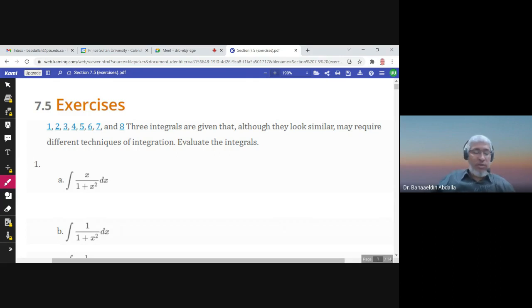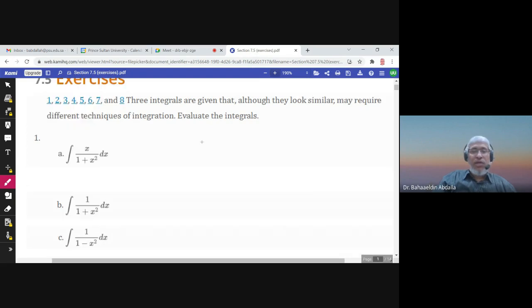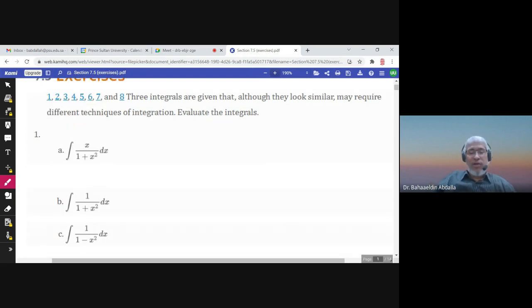These are some exercises about section 7.5, strategies of integration. Three integrals are given. Although they look similar, they may require different techniques of integration. Evaluate the integrals. Well, here in this section, I will not solve the questions until the end. I will just give you the first steps in each question or the idea of the question.